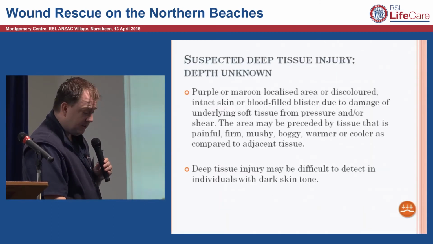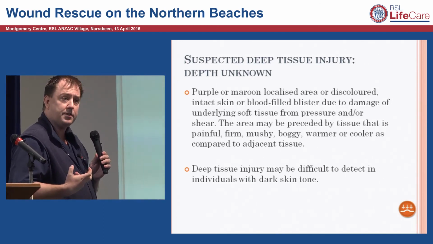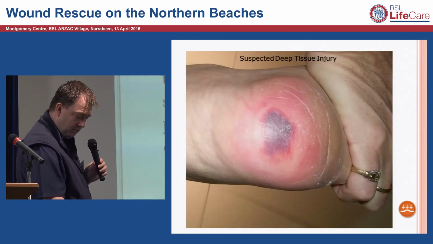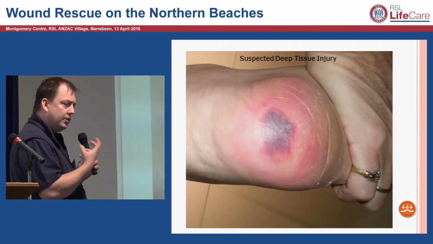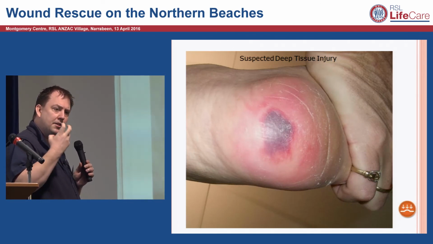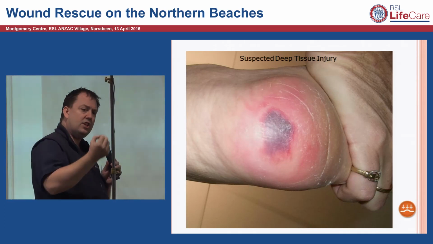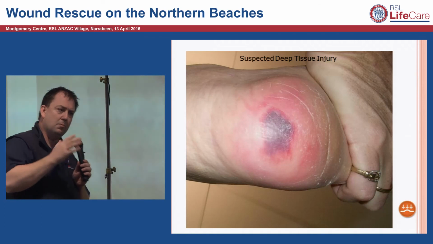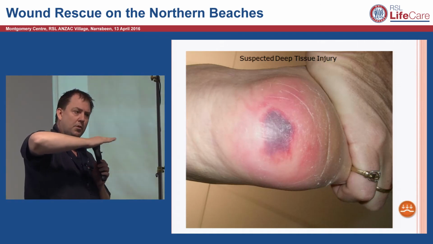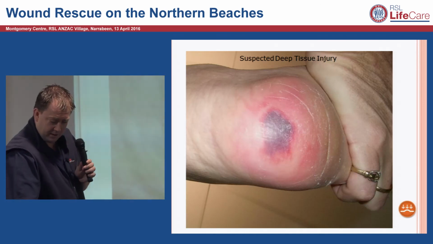The new one, suspected deep tissue injury, depth unknown. This is where we get a purple or maroon discoloration of the skin. It could be a blood-filled blister or a pus-filled blister as well. It's almost classic. Years ago we would have staged this as stage 1. But the blood in the broken capillaries suggests that the pressure injury is deeper, because there are 2 models of pressure injury development. It can go from the top to the bottom, but it can also go from the bottom to the top and work its way out. And that's where the big nasties come from.